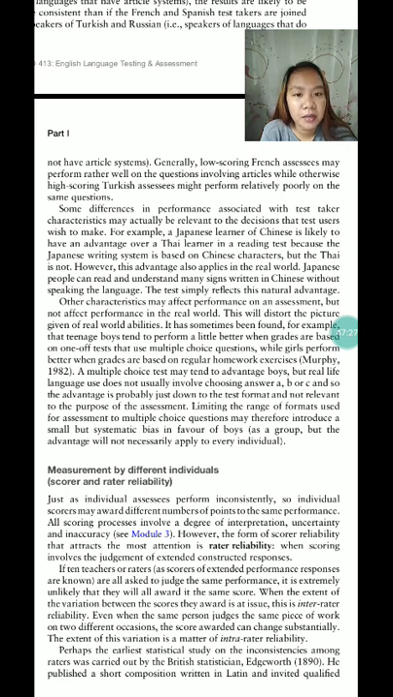Other characteristics may affect performance on an assessment, but not affect performance in the real world. This will distort the picture given of real-world abilities. It has sometimes been found, for example, that teenage boys tend to perform a little better when grades are based on tests that use multiple choice questions, while girls perform better when grades are based on regular homework exercises.